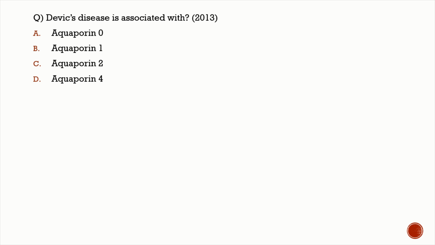Next question. Devic's disease is associated with, again a very factual question, aquaporin 4. Devic's disease or NMO, you're going to have antibodies against aquaporin 4.